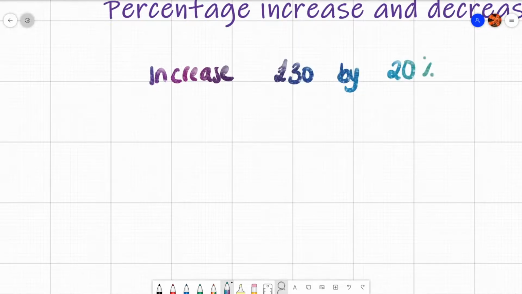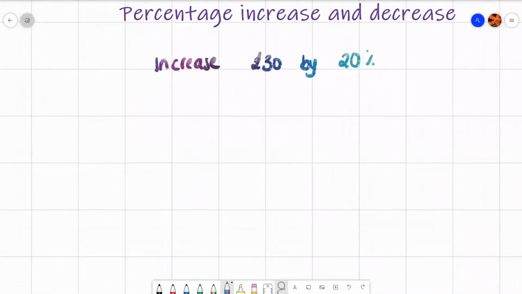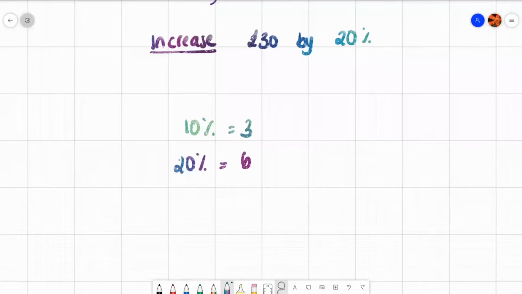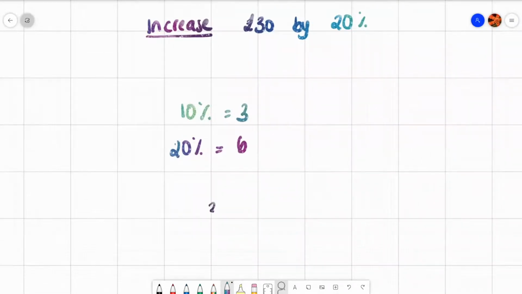So to start off with, you might have seen a question like: increase £30 by 20%. The most common method that pupils will use is to work out 10% of 30 first. Well, 10% of 30 is 3. Then you would work out 20%, which you double, is 6. And because you are increasing 30 by 20%, you would then do 30 add 6 to get £36.